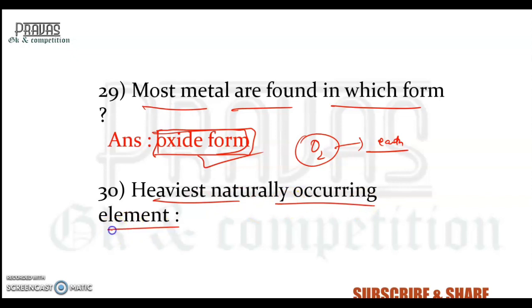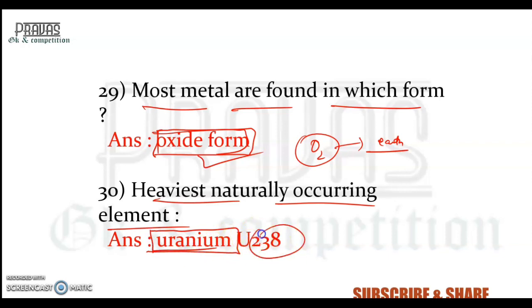Heaviest naturally occurring element. The heaviest naturally occurring element is uranium, and its atomic number is 238.